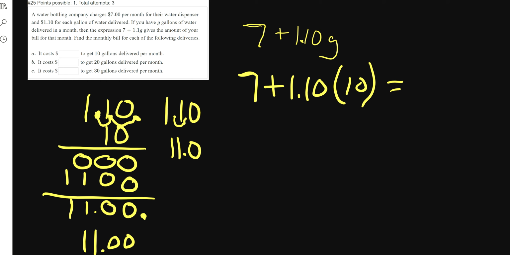All right, so back to the problem. This $1.10 times 10 is 11, and then I'm going to add the 7 for the standard monthly fee. The water bottling company charges $7 per month for their water dispenser, then $1.10 for each gallon. So I've got my $11 plus the 7. That gives me $18 a month. You can go ahead and make sure you try that. And for B and C, practice your multiplication and moving that decimal.